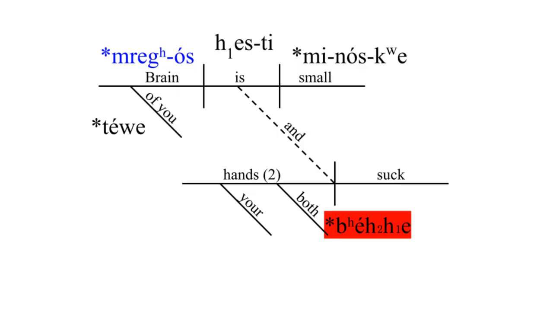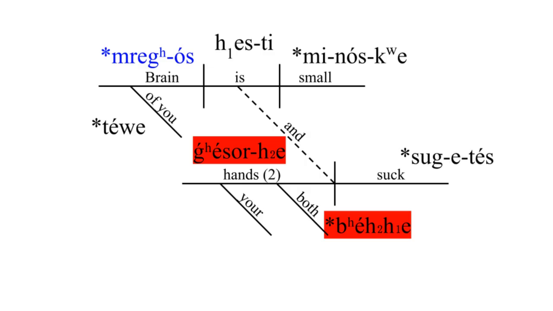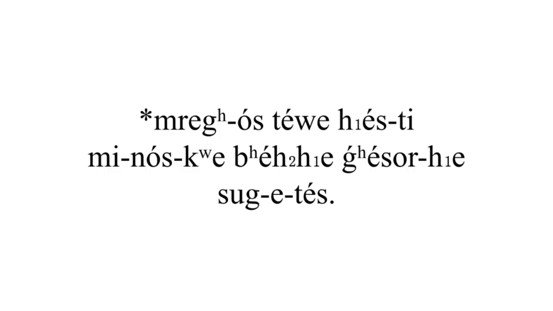Latin and Germanic both have strange forms for hand. The authentic is the one similar to the Greek kairos, tesor. Add in the dual ending, that leaves seug, the root for suck, almost always in zero grade. The typical athematic ending for the third person dual is, say it with me, tes. But since g is a voiced consonant, I'll use the thematic root instead. There's no one to stop me. So, mrekos tewe hesti minosque pehe tesorhe sugetes.